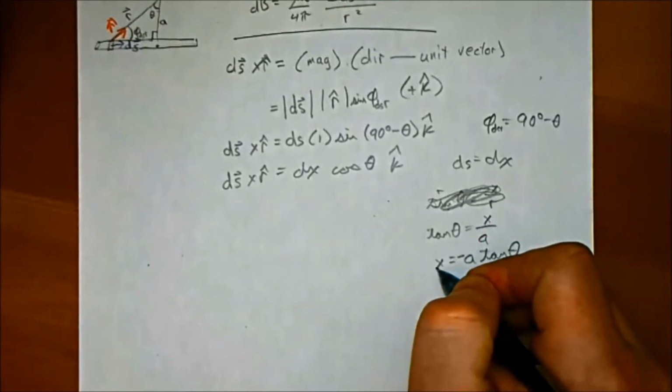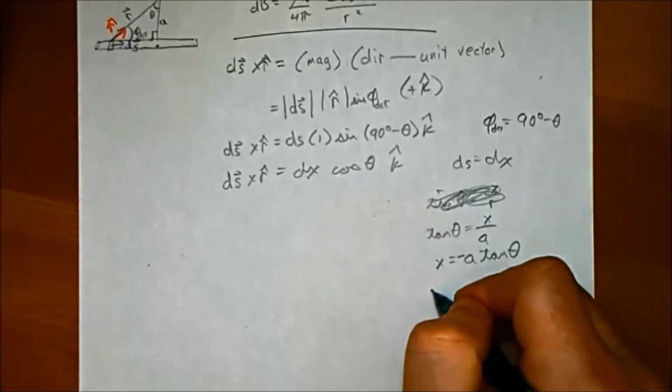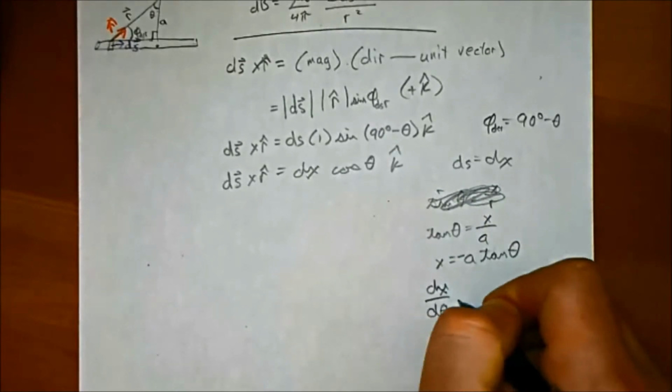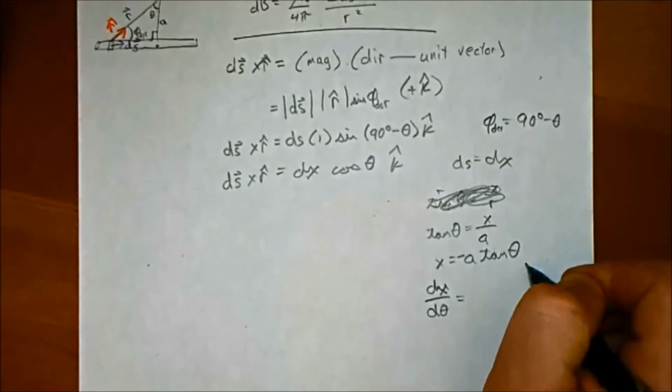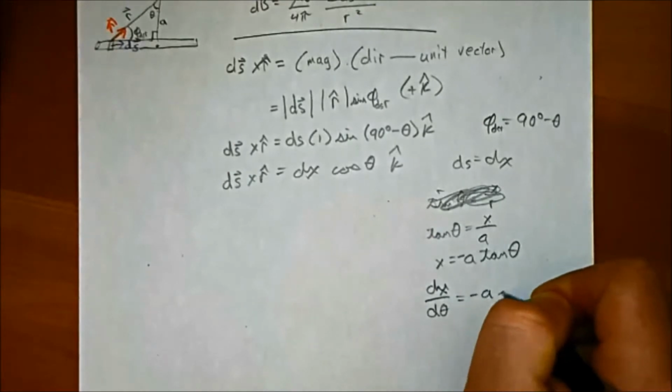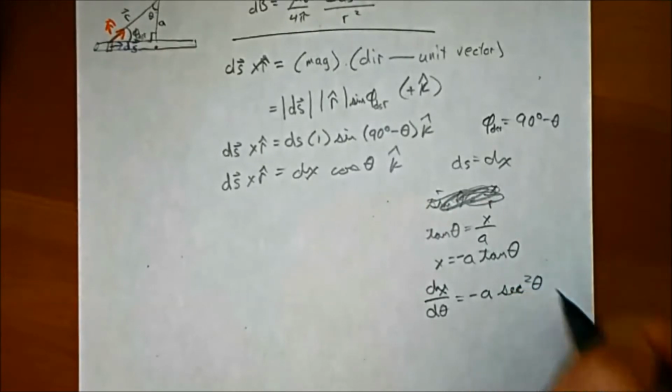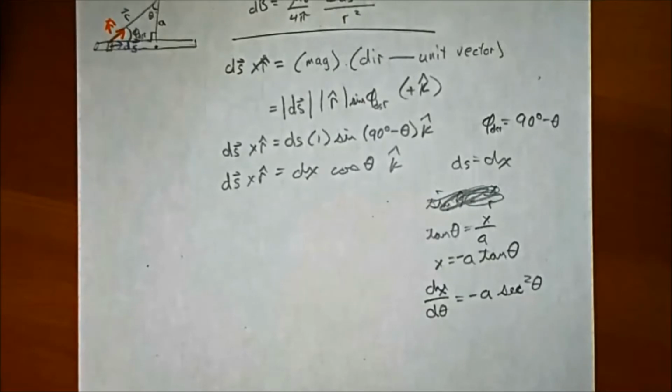So now I've got x, but I need dx. So I can differentiate x with respect to theta. We've only got one variable, so I can do that. And end up with dx equals negative a secant squared theta d theta. How did I get that? Well, you just know that the derivative of tangent is secant squared. If you don't know, you look it up in a table. If you want to know why, ask a mathematician. I believe this is something we learned in calculus class.